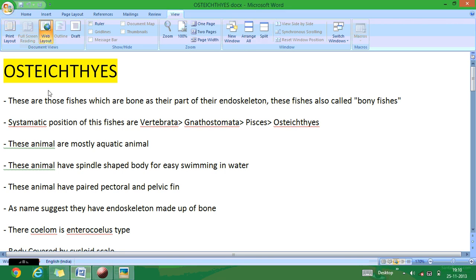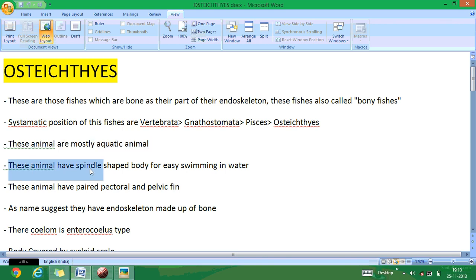Today we are starting with the Osteichthyes. These are those animals which have bone as a part of their endoskeleton, so they are also called bony fishes. The systematic position of these animals is Vertebrata, Gnathostomata, Pisces, Osteichthyes. Most of the animals of these Osteichthyes are aquatic in nature.